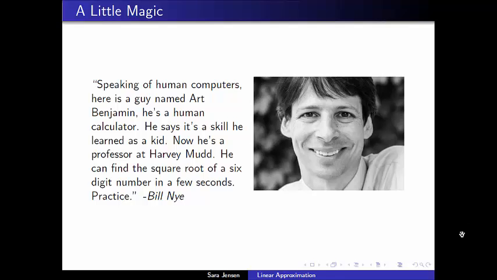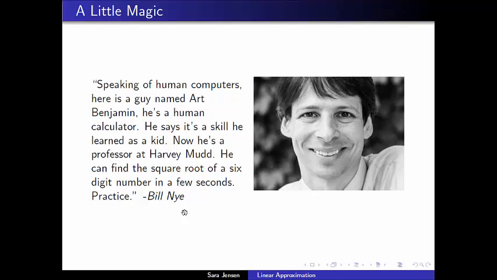So I'd like to introduce you to a man named Art Benjamin. He's a professor at Harvey Mudd. He's fairly well known. He's a mathematician. He's in fact known by Bill Nye. So I've seen Art Benjamin give talks. It seems like Bill Nye has too, and he advertises as a person who can do computations faster than a computer.